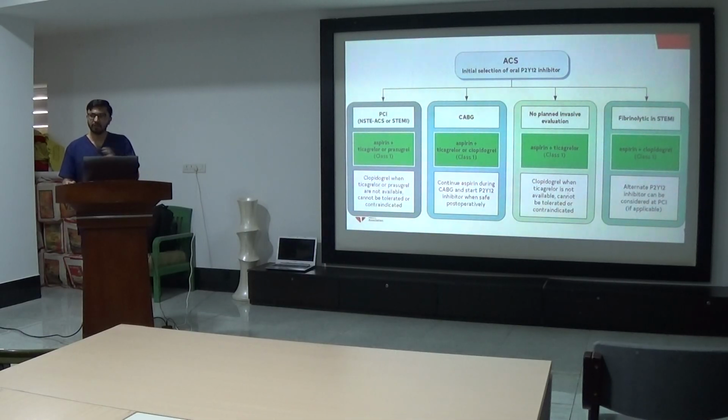If the patient is not having a plan for invasive angiography, then aspirin and ticagrelor is class 1. Clopidogrel when ticagrelor is not available or cannot be tolerated. If the patient has already received fibrinolysis or thrombolysis, give aspirin with clopidogrel. Basically, they say that ticagrelor or prasugrel are more potent. They prevent stent thrombosis. If the patient is undergoing invasive angioplasty, then preferably give prasugrel or ticagrelor to reduce stent thrombosis. If the patient doesn't go for invasive angioplasty, then give aspirin with clopidogrel.